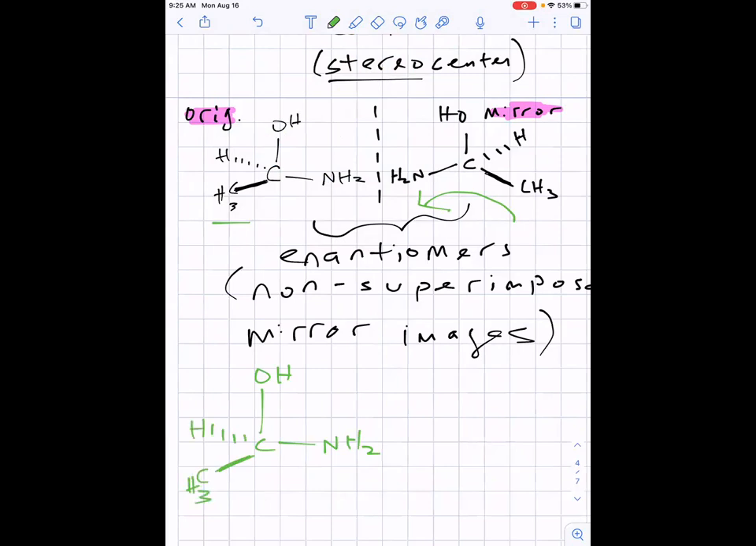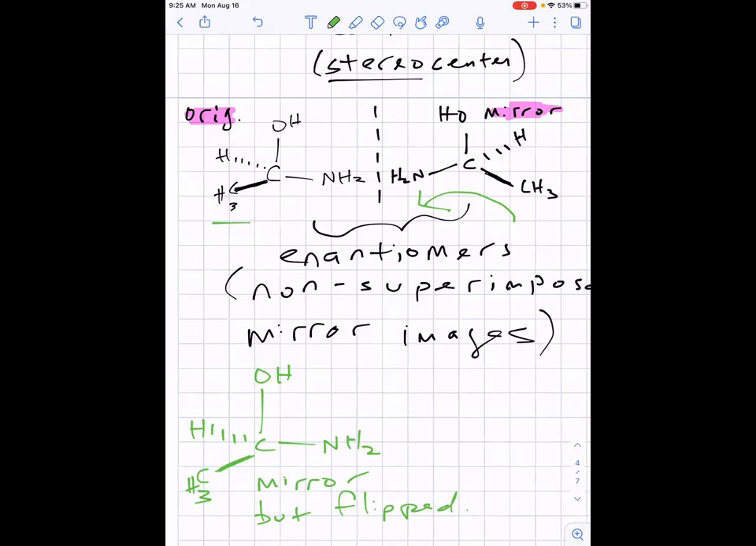Can y'all see that? Because when I turn it over, whatever is wedged is going to become dashed, and whatever is dashed is going to become wedged. So this is the mirror, but it's now flipped over. Any questions about that, or any confusion?